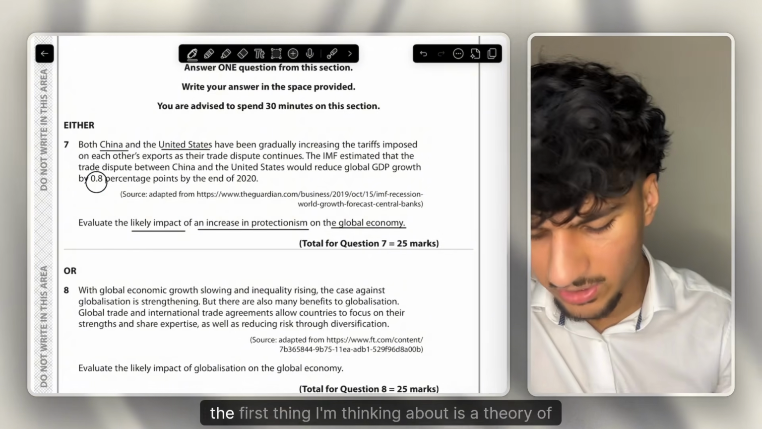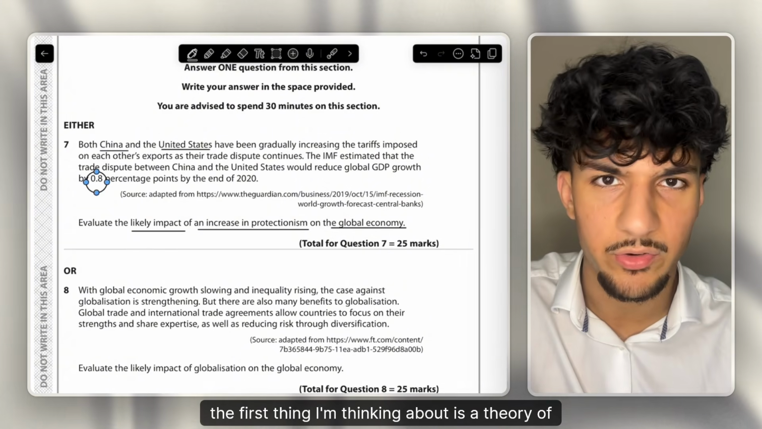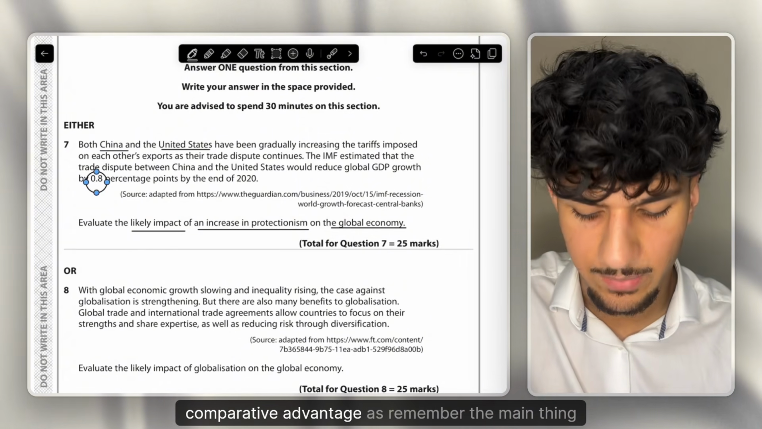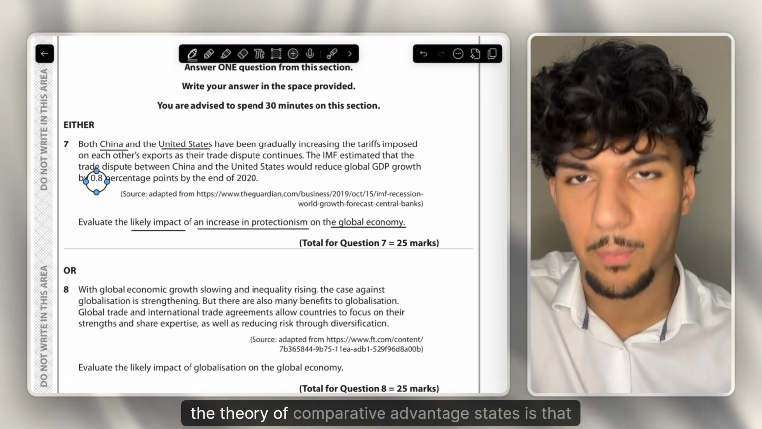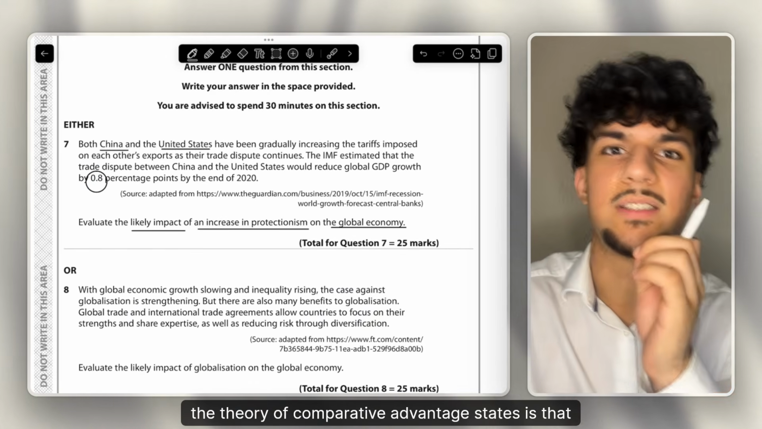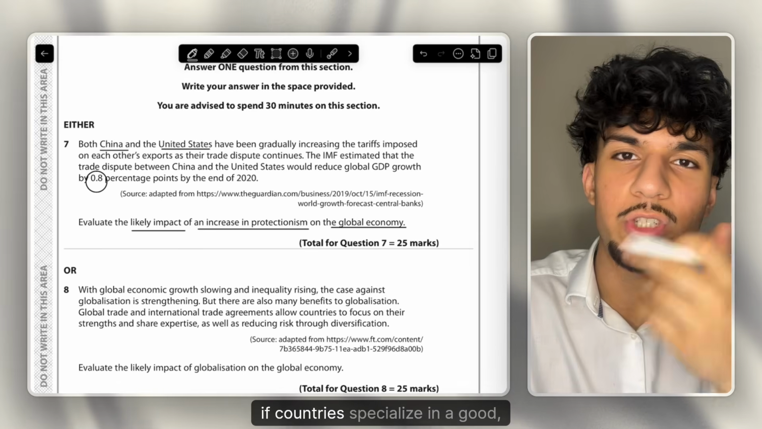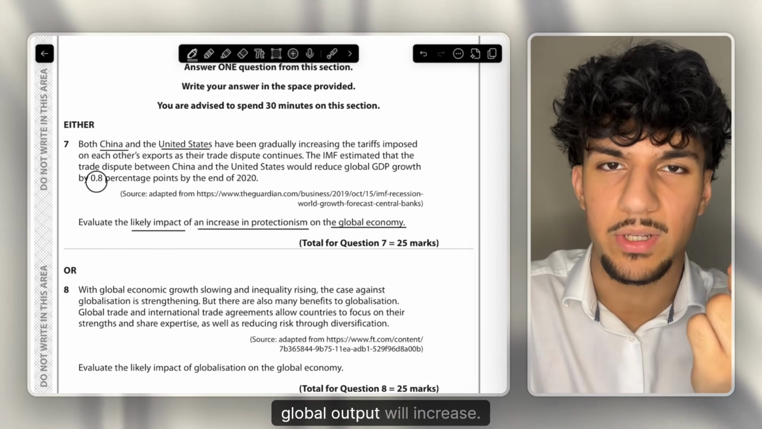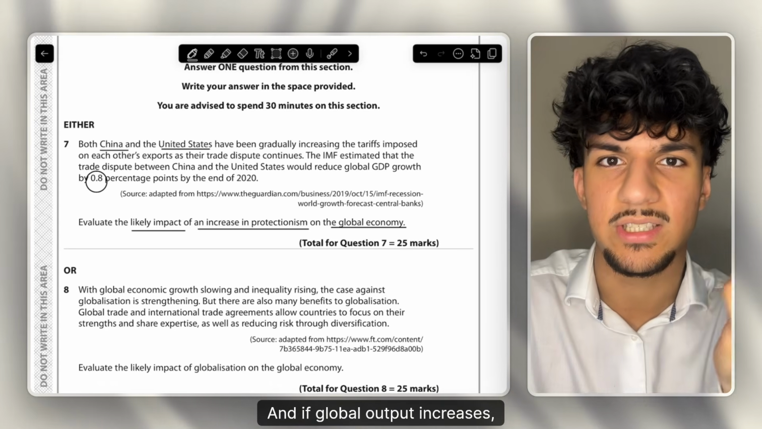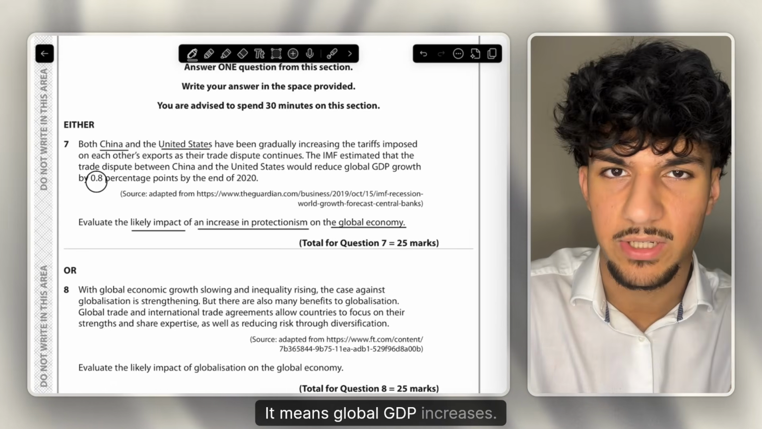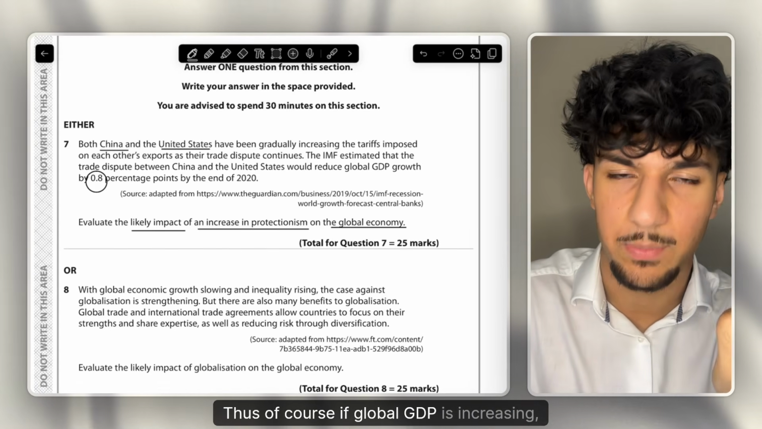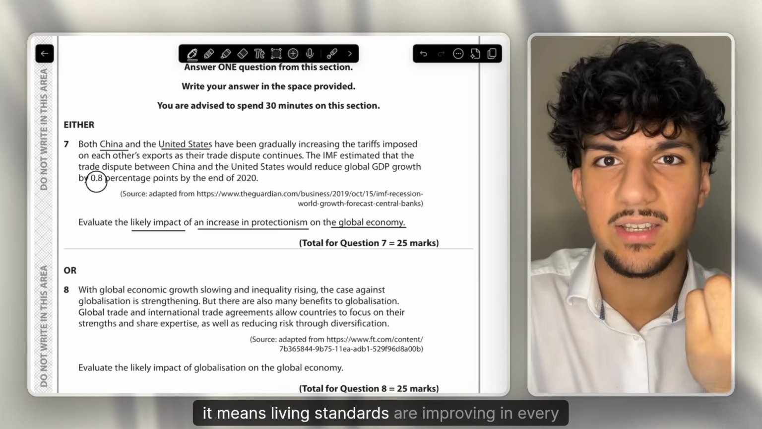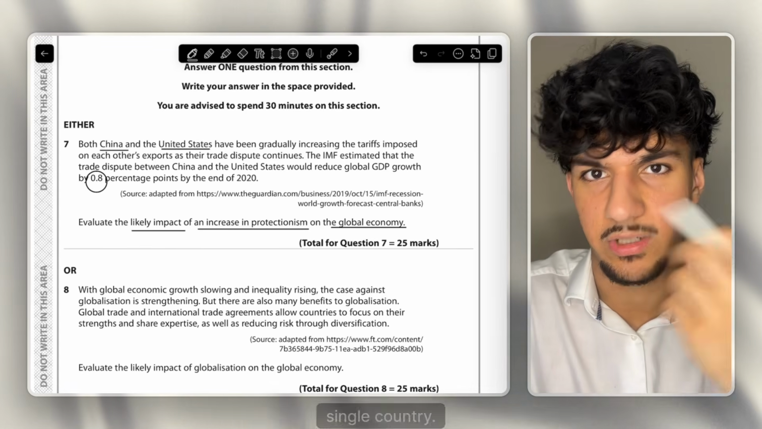And when I read that, the first thing I'm thinking about is the theory of comparative advantage. Remember, the main thing the theory of comparative advantage states is that if countries specialize in a good they have a comparative advantage in, global output will increase. And if global output increases, what does that mean? It means global GDP increases. Thus, of course, if global GDP is increasing, living standards are improving in every single country.